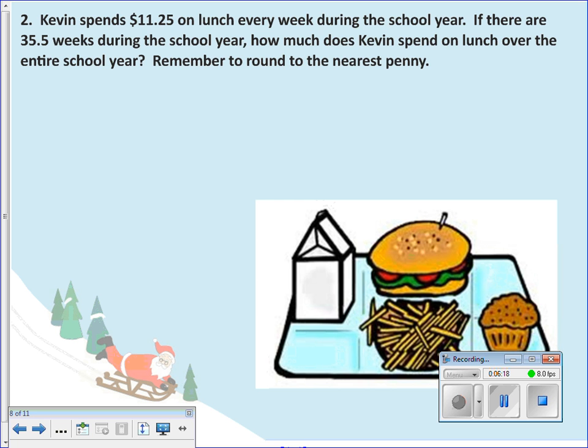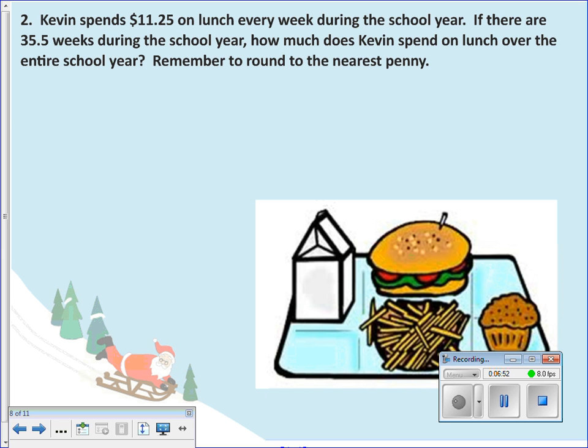Let's look at number 2 in our notes on page 44. Kevin spends $11.25 on lunch every week during the school year. If there are 35 and a half weeks during the school year, how much does Kevin spend on lunch over the entire school year? Remember, since this is money, you must round it to the nearest penny. When I'm setting up my multiplication, does it matter which factor I put on top? No. So go ahead and multiply this.